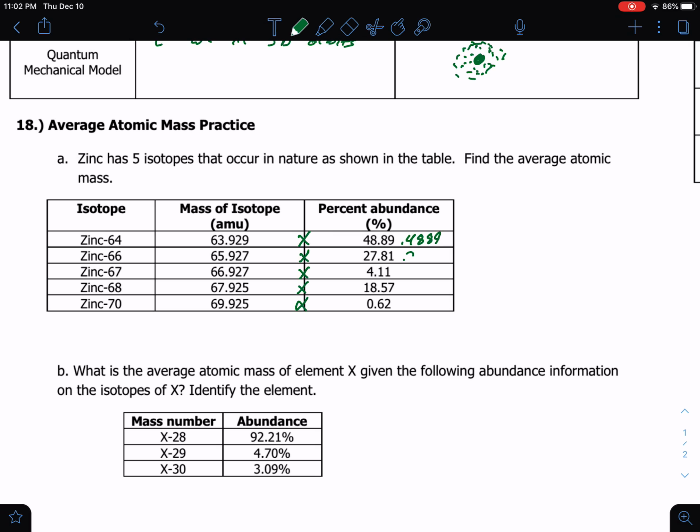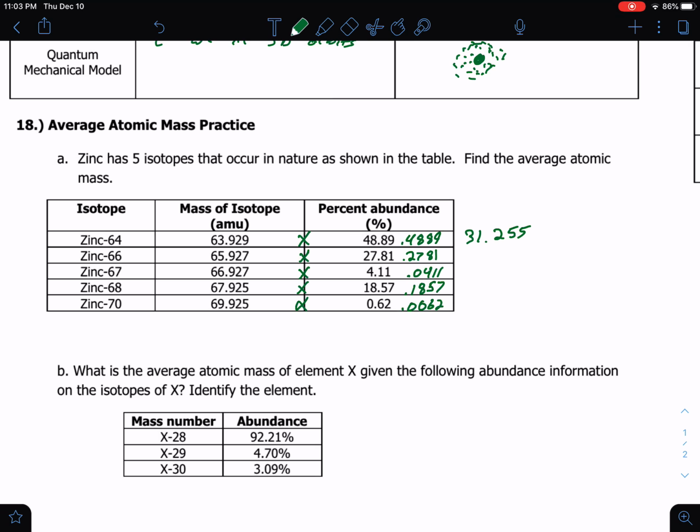So this is going to be 0.4889. This would be 0.2781. This would be 0.0411. This would be 0.1857. And then you get 0.0062. All you're doing is multiplying across. So 63.929 times 0.4889. Let me switch out of scientific mode real quick. And I get 31.255.